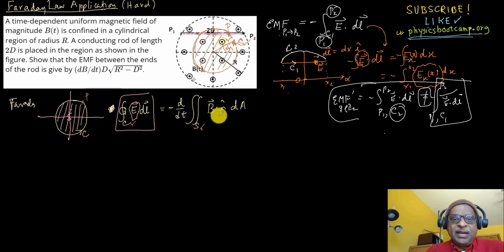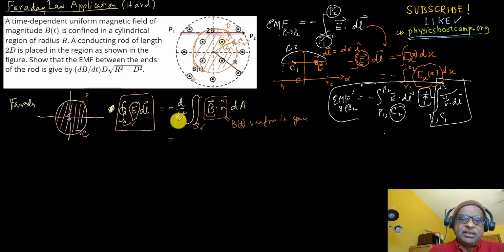And if you look at it, this is the only thing that has a time dependence. So this whole thing, b dot n, is just coming out. That's going to be equal to b as a function of t. And this is uniform. It's the same everywhere in space, according to this. Then this comes out of the integral.